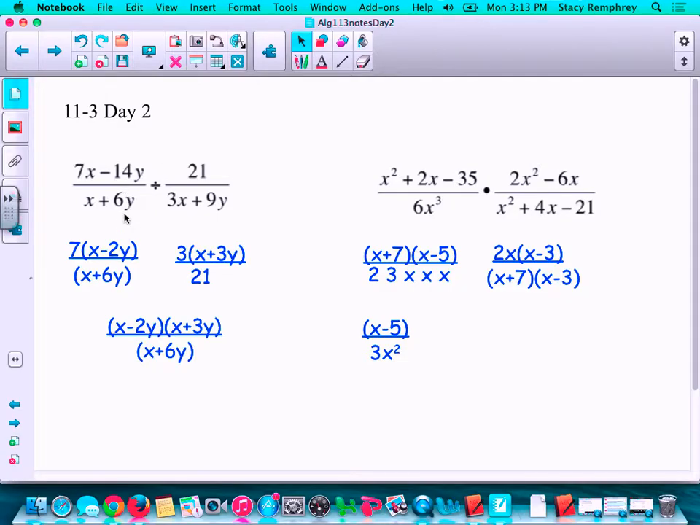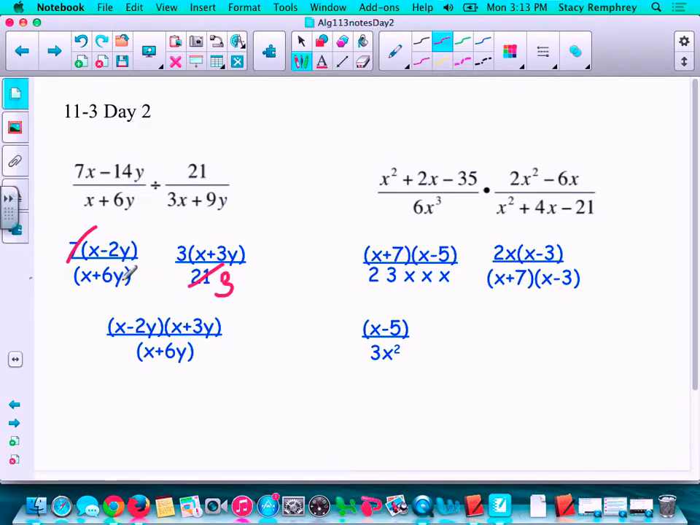Okay, over here you can see this is the flipped over version of this, the reciprocal. And then we're going to cancel. So I factored out the 7 up here. This one didn't have a greatest common factor, so I left it alone. The 21 moved to the bottom, and I factored a 3 from here. So the 7 can cancel with the 21. They both can be divided by 7, and that leaves me with 3.